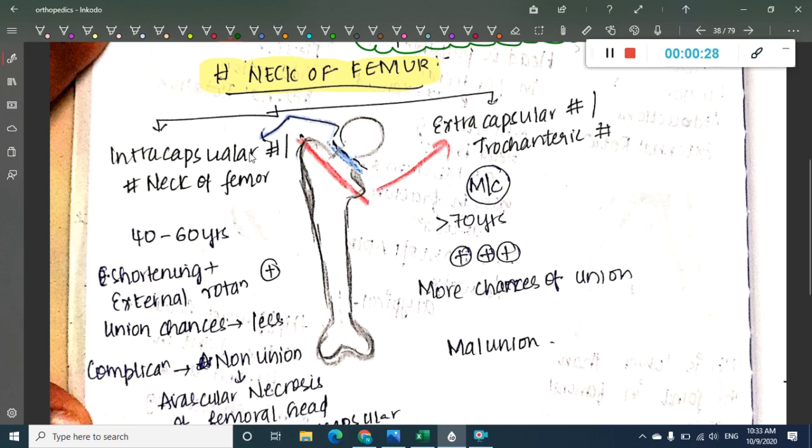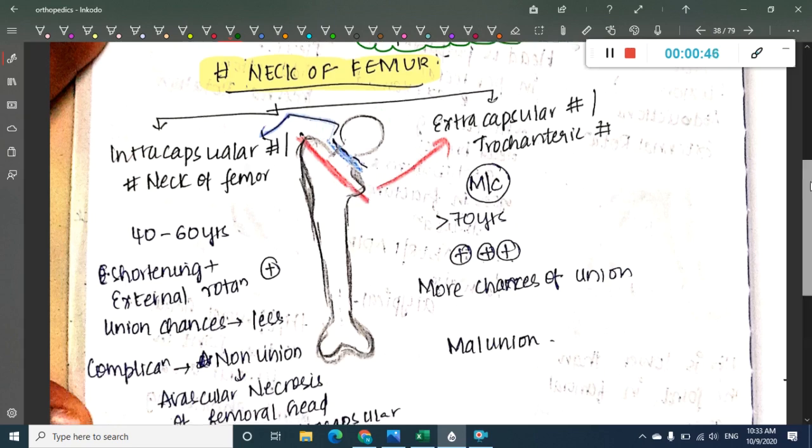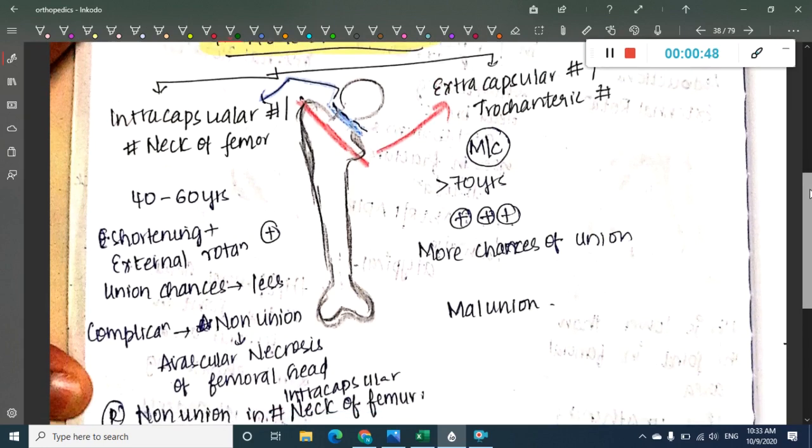So fracture neck of femur can be divided into two types. One, we have intracapsular fracture neck of femur, that is inside the capsule. Or there is extracapsular fracture neck of femur, that is outside the capsule. First we will see the differences and then we will learn each of them in detail.